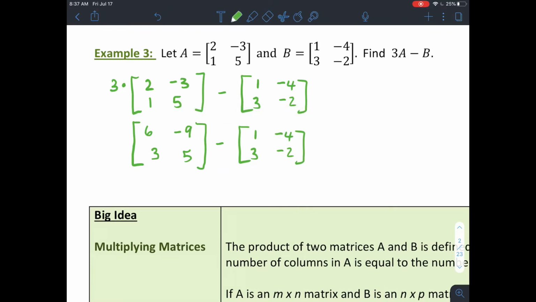And then just like before, to do my subtraction, I'm going to go ahead and choose to multiply my -1 in, and then just add everything that's in the same location together to get my new matrix.